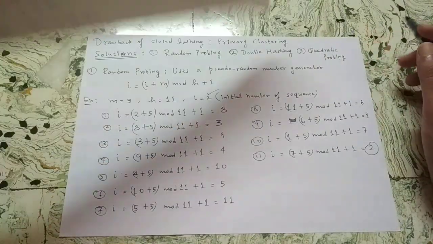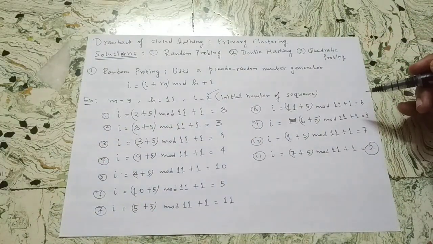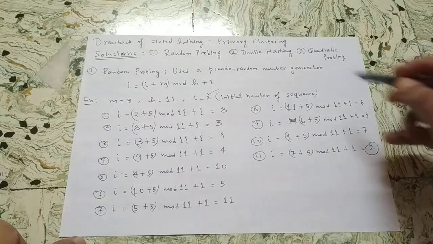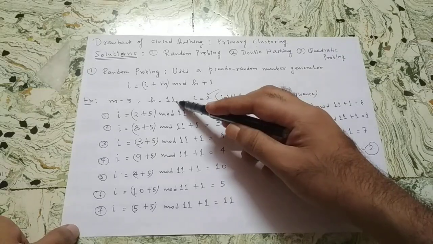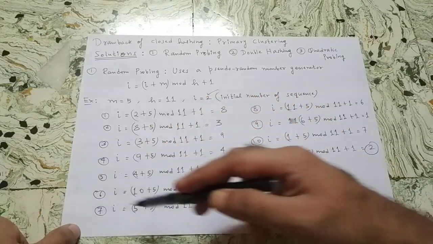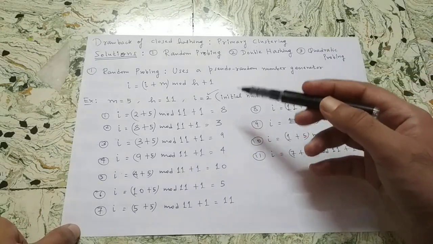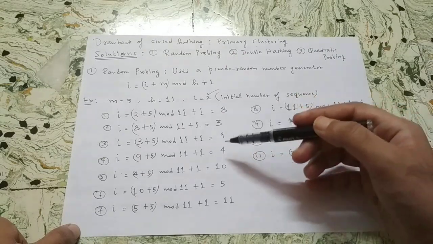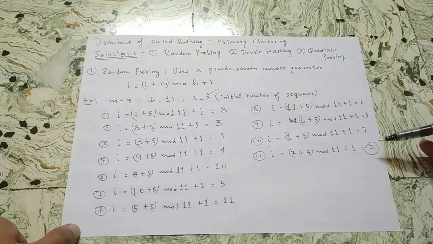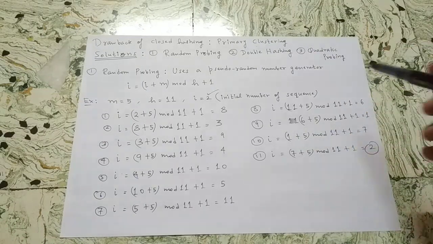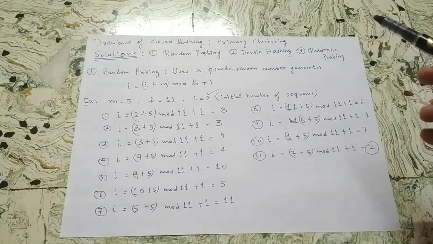So when will you stop generating the sequence? You will stop generating the sequence when you come back to the initial point. And what was the size of the hash table? The size of the hash table in this case is given by h, and it's 11, and we have managed to probe all 11 locations. We started off with 8, 3, 9, 4 and so on. We came back to location 2. So we were successfully able to probe all locations of our hash table using this pseudo random number generator.